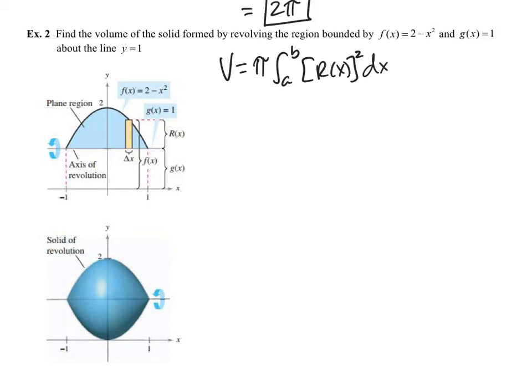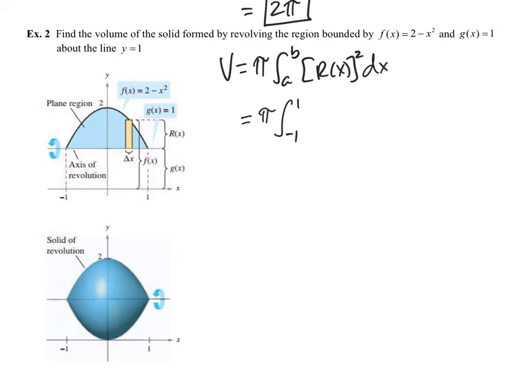Okay, so let's go ahead. I guess we can start by filling in our bounds. Our bounds go from a to b. So if you look at our graph, our left bound is -1 and the right bound is +1. So we're going to integrate from -1 to +1.